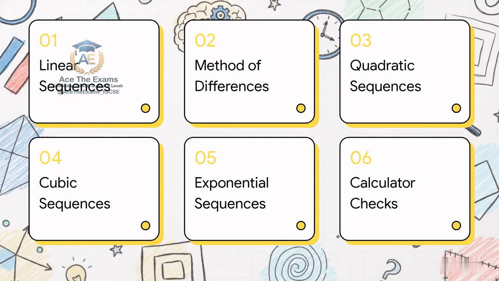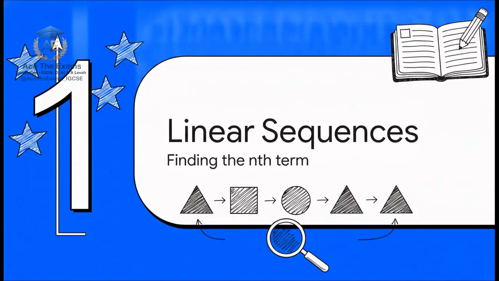Our strategy today maps out a crystal clear path. First, cracking linear sequences. Second, the method of differences. Third, decoding quadratic rules. Fourth, solving cubic sequences. Fifth, the exponential ratio. And finally, calculator verification tactics. All right, let's jump straight into section 1, cracking linear sequences. This is where we lay our foundation.